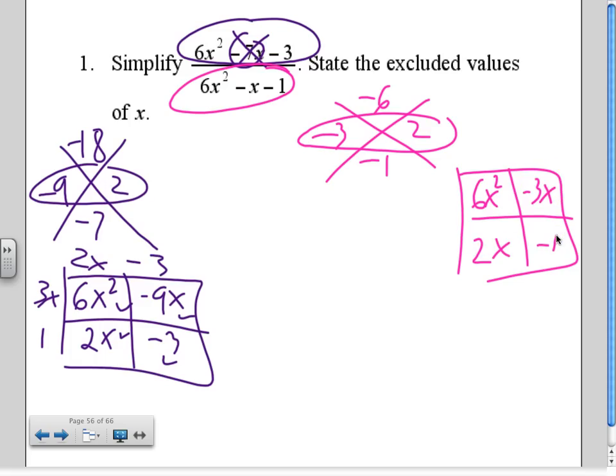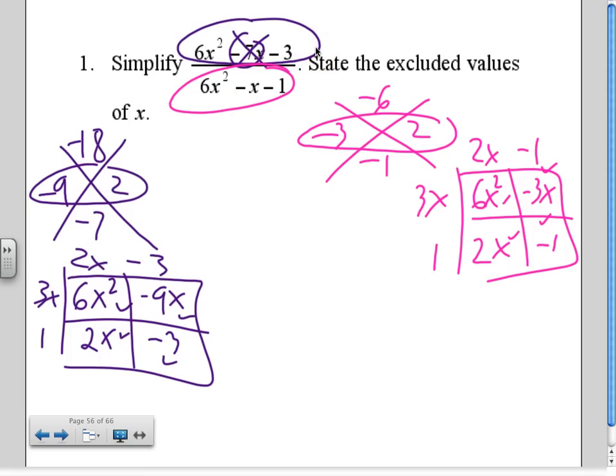Feel free to stop me if you feel like, oh, I didn't get that. Okay. 3x here and just 1, so 2x and negative 1. Checked. Everything looks good. So we got the X box set up. Now we just go ahead and write out our terms, write our factors basically.